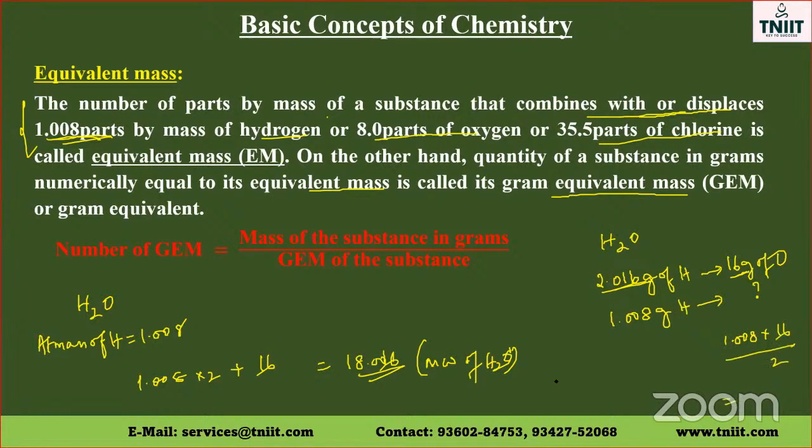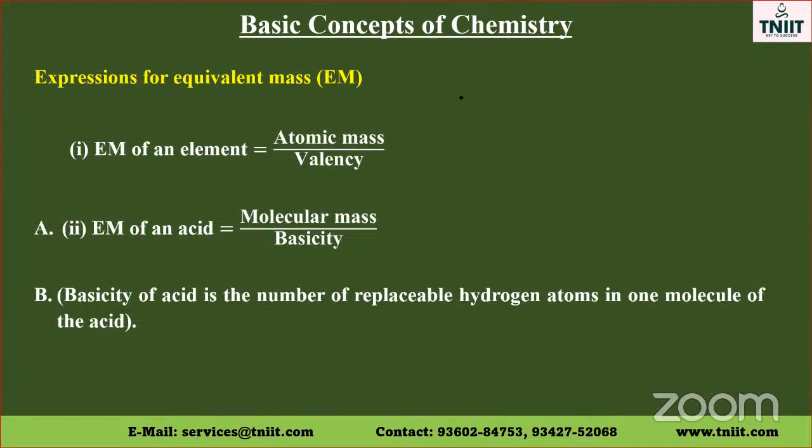That means 1.008 gram of hydrogen is equivalent to 8 grams of oxygen. Therefore, we say the equivalent mass of oxygen is 8. We will take a few more examples and try to understand it. Now, the second example is HCl.